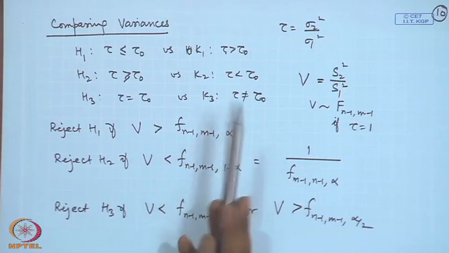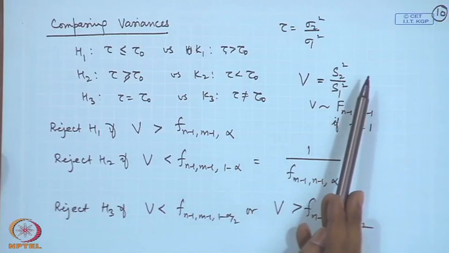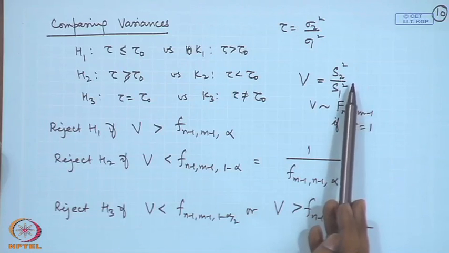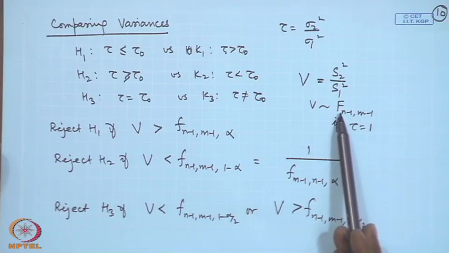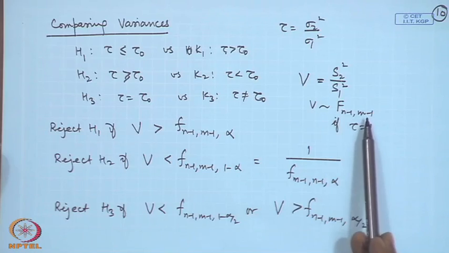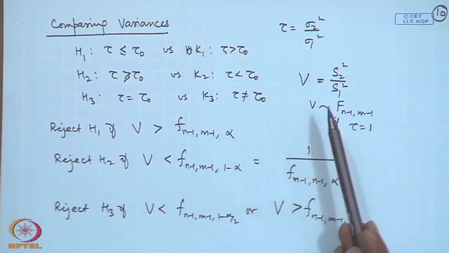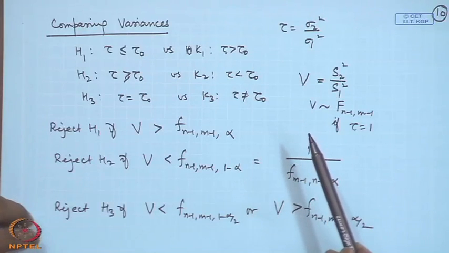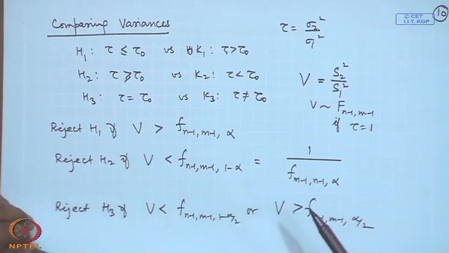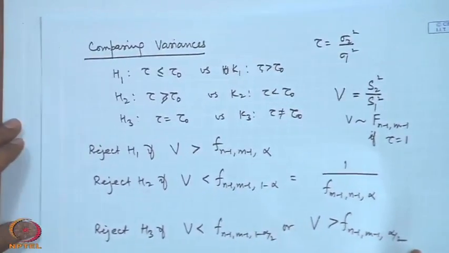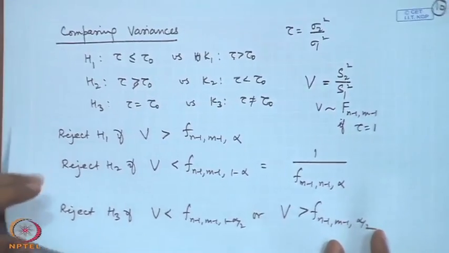Of course, we may also consider the case when mu 1 and mu 2 are known. In that case, in place of S 2 square by S 1 square, we can consider sum of (yj minus mu 2) square divided by sum of (xi minus mu 1) square, and this F statistic will be replaced by F n, m rather than n minus 1, m minus 1. So, without spending too much time on that, I will just skip that portion. So, this is the case for the comparison of the variances. Now, equivalently we may have a testing problem for the proportions also.